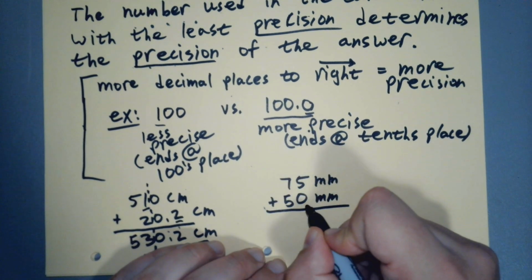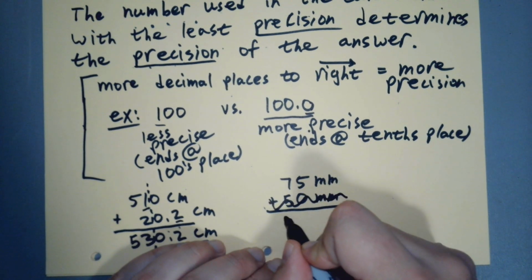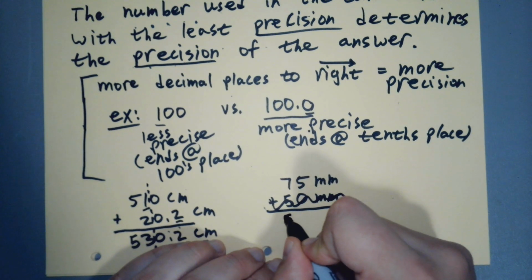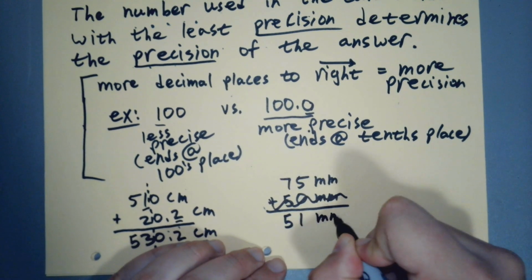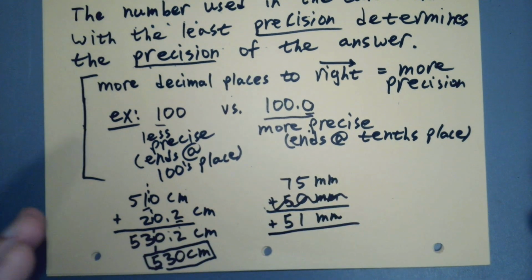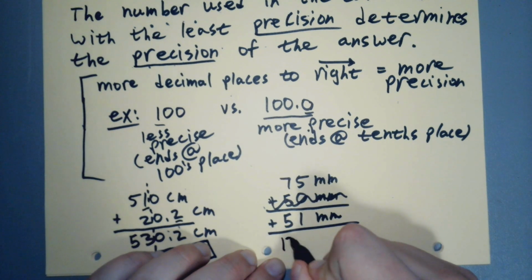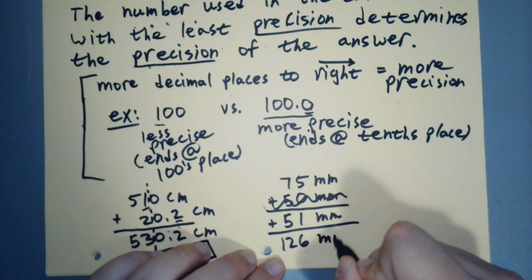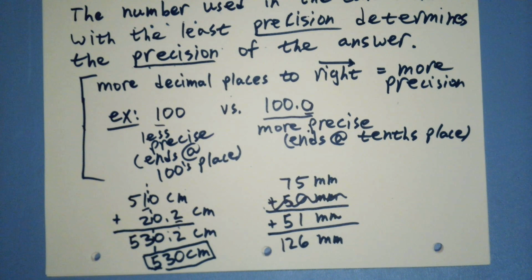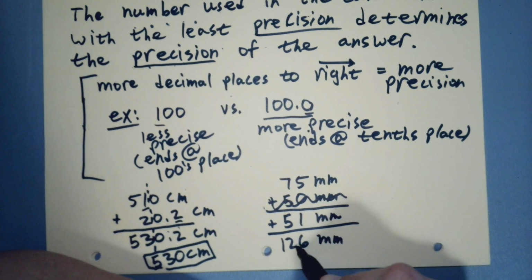We get, oh, I can't quite do that. Let's say that won't work if I do it that way. 51 millimeters. There we go. This is what happens when all my examples are off the cuff. So 75 millimeters plus 51 millimeters, that's 126 millimeters. Okay? So if I add these together, I get 126.